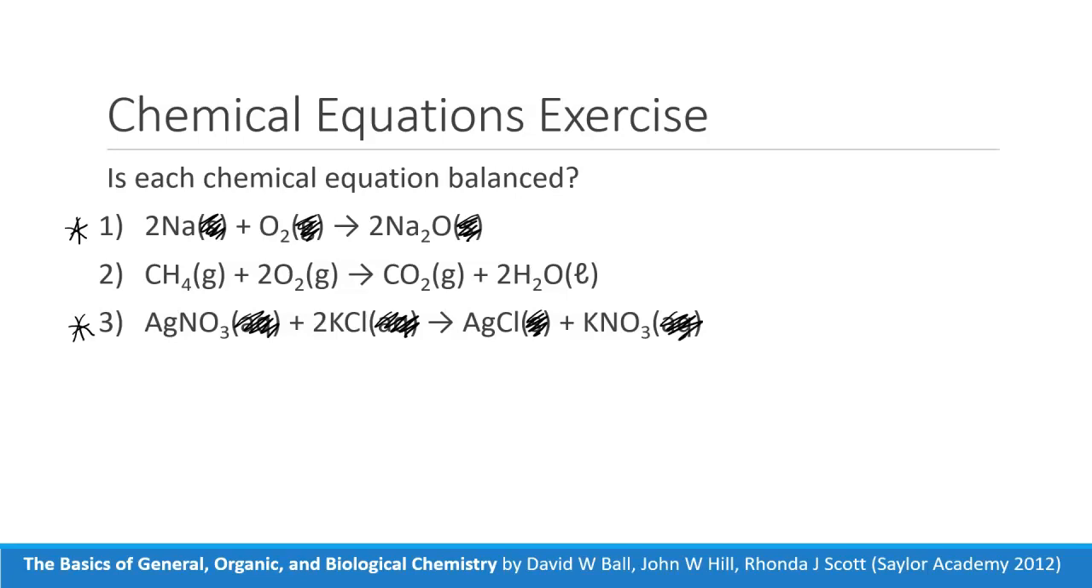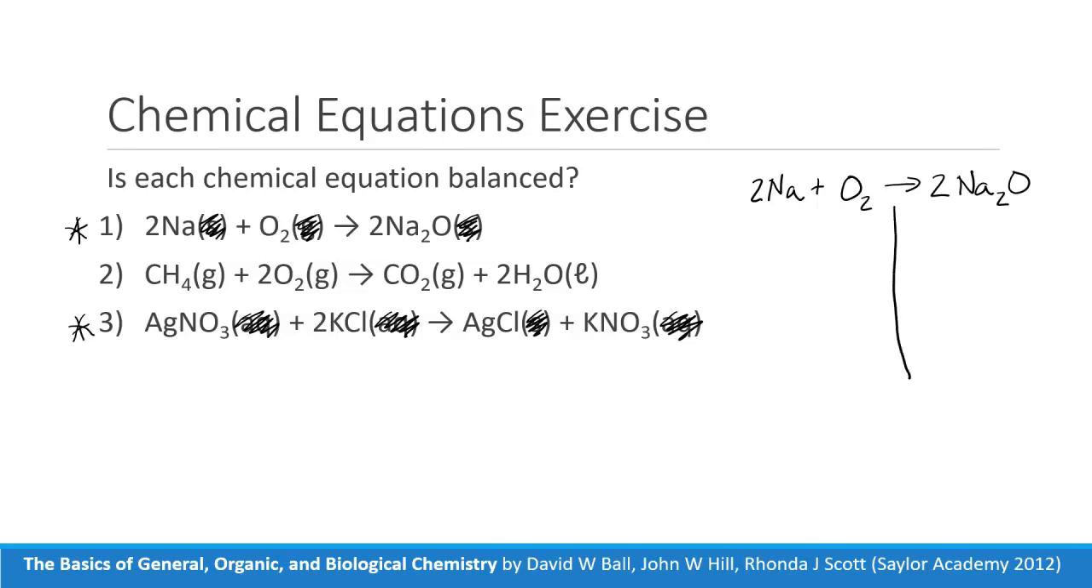Now, the next thing that I think helps is to write out a checkbook almost, where you include on the reactant and product side how many that you have of each atom. So I'm going to rewrite number 1 up here in the top. We have 2 sodium atoms plus 1 oxygen gas yields 2 sodium oxides.